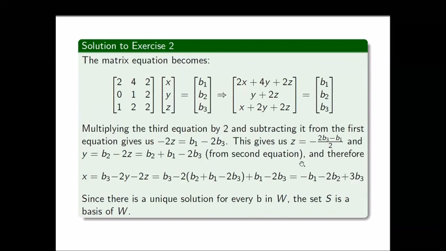So what we've seen is that we have explicit values of x, y, and z for every possible value of b1, b2, and b3. Therefore, there is a unique solution for every vector b in W, which again is R3, and therefore the set S of three vectors is a basis of W.